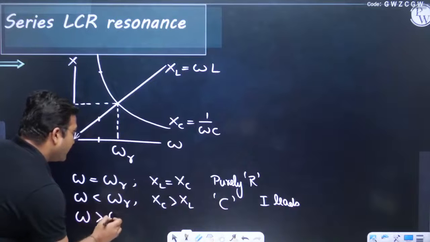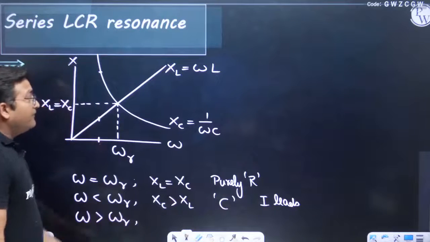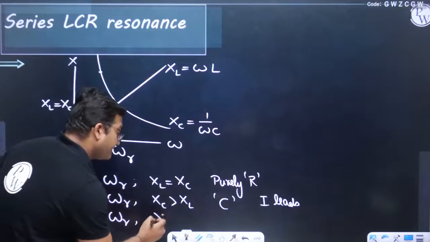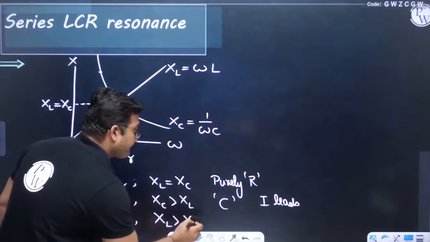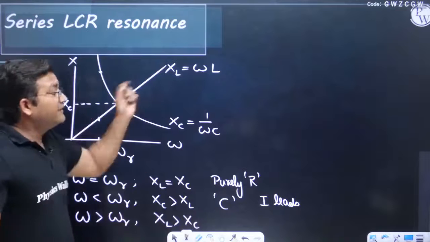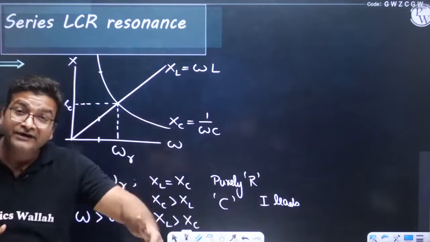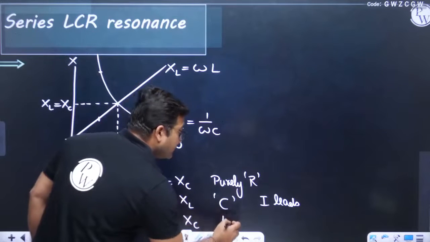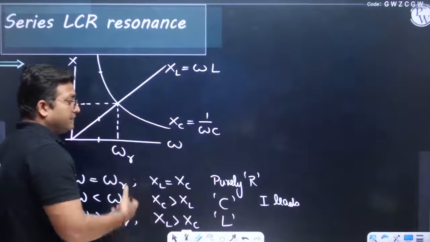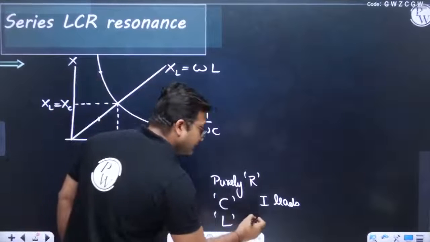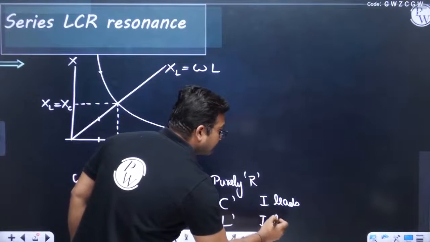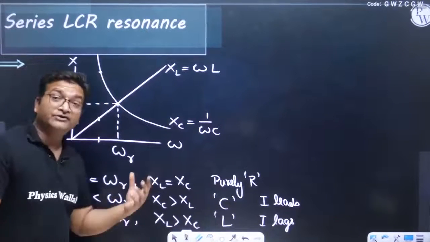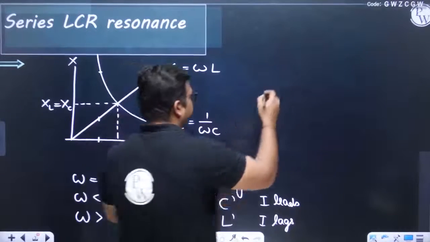But what if omega is more than omega R, the resonant frequency? We have XL more than XC. If XL is more than XC, the inductive reactance is more than the capacitive reactance, and therefore the nature of the AC circuit is inductive, and here the current lags. So these are a few points you should keep in mind.